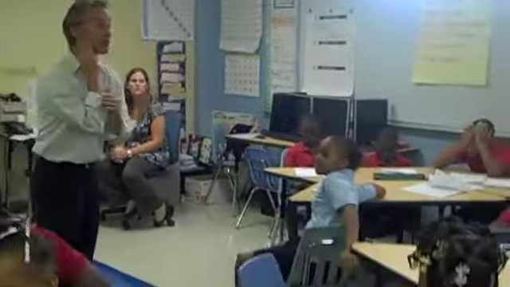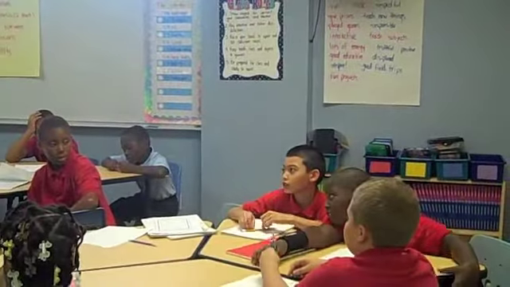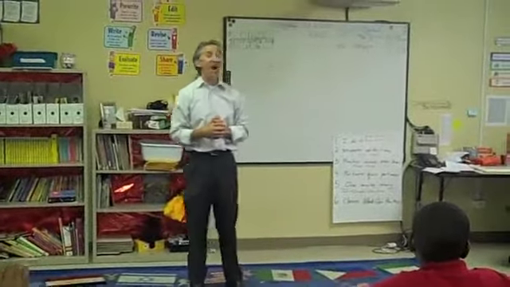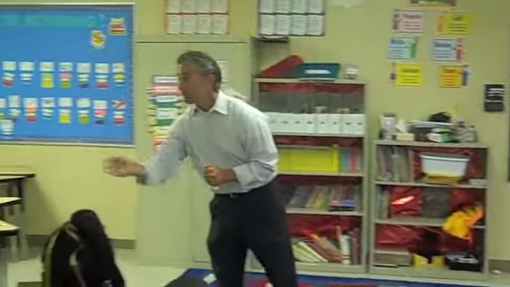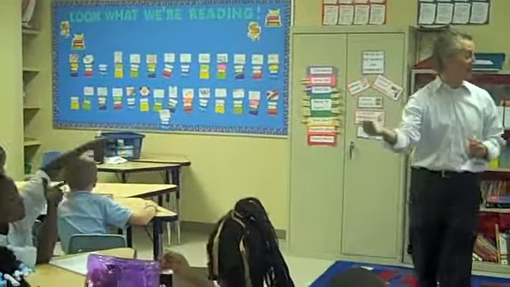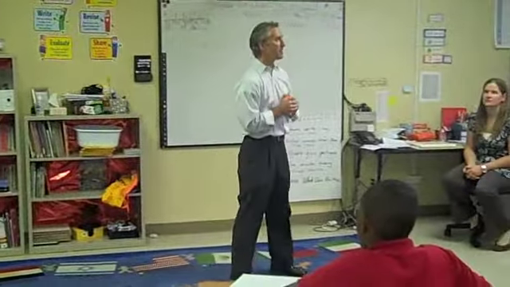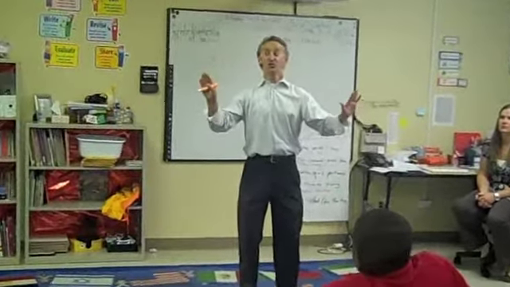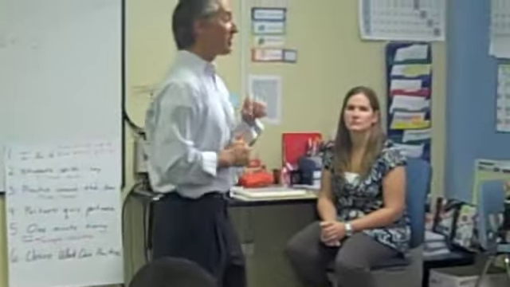2 times 4? Damien. Good job, Damien. He flipped them. Ready? 2 times 5. 2 times 5. 5 times 2 is 10. Thanks for flipping. That's called the commutative property. 2 times 8. 2 times 8. Donovan.